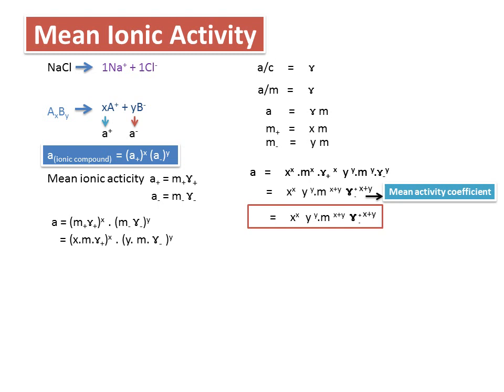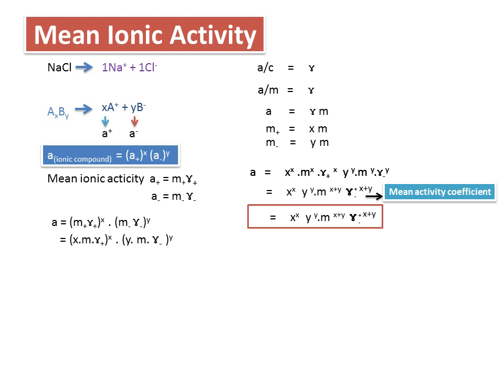Mean ionic activity of the cation, A positive, is equal to m positive into gamma positive, and A negative, the mean ionic activity of the anion, is equal to m negative into gamma negative. On the right side of the slide we have proved that A is equal to gamma m. So if we have m positive, it will be equal to xm, and if we have m negative, it will be equal to ym.